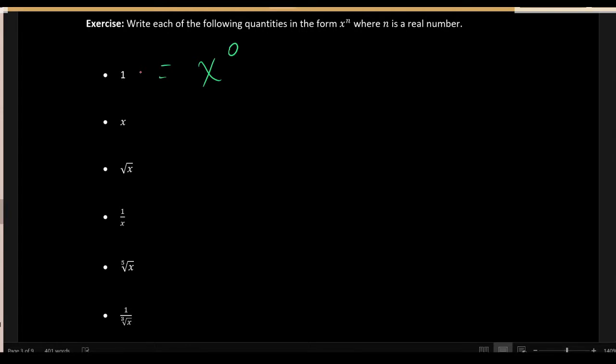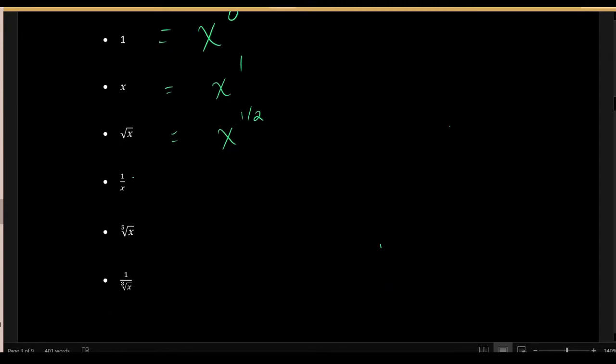Likewise, x by itself can be represented as x to the first power. What about the square root of x? Square roots can be represented by exponents that are fractions. The square root of x is equivalent to x to the power 1/2. And the same thing is true with certain fractions. The reciprocal of x, 1 over x, that's equivalent to x to the power -1.